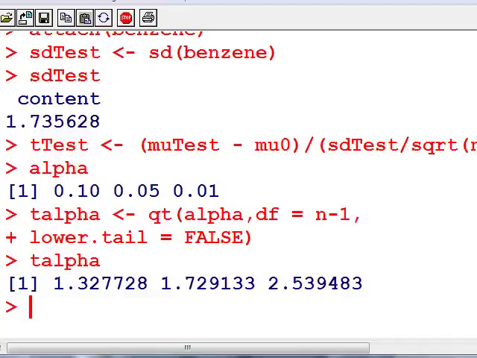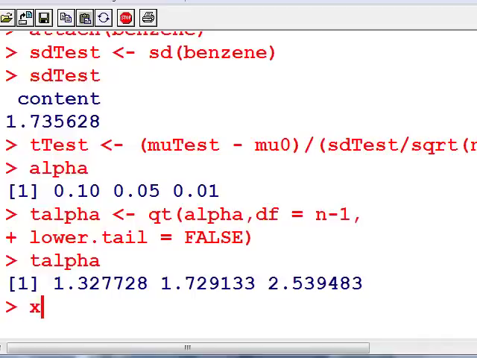The mean, this is normalized. The mean's going to be 0, and I'm seeing here a 2.539 for my greatest critical value, and the mean for the test was about 2.41, so that's going to be the biggest number I want to see.